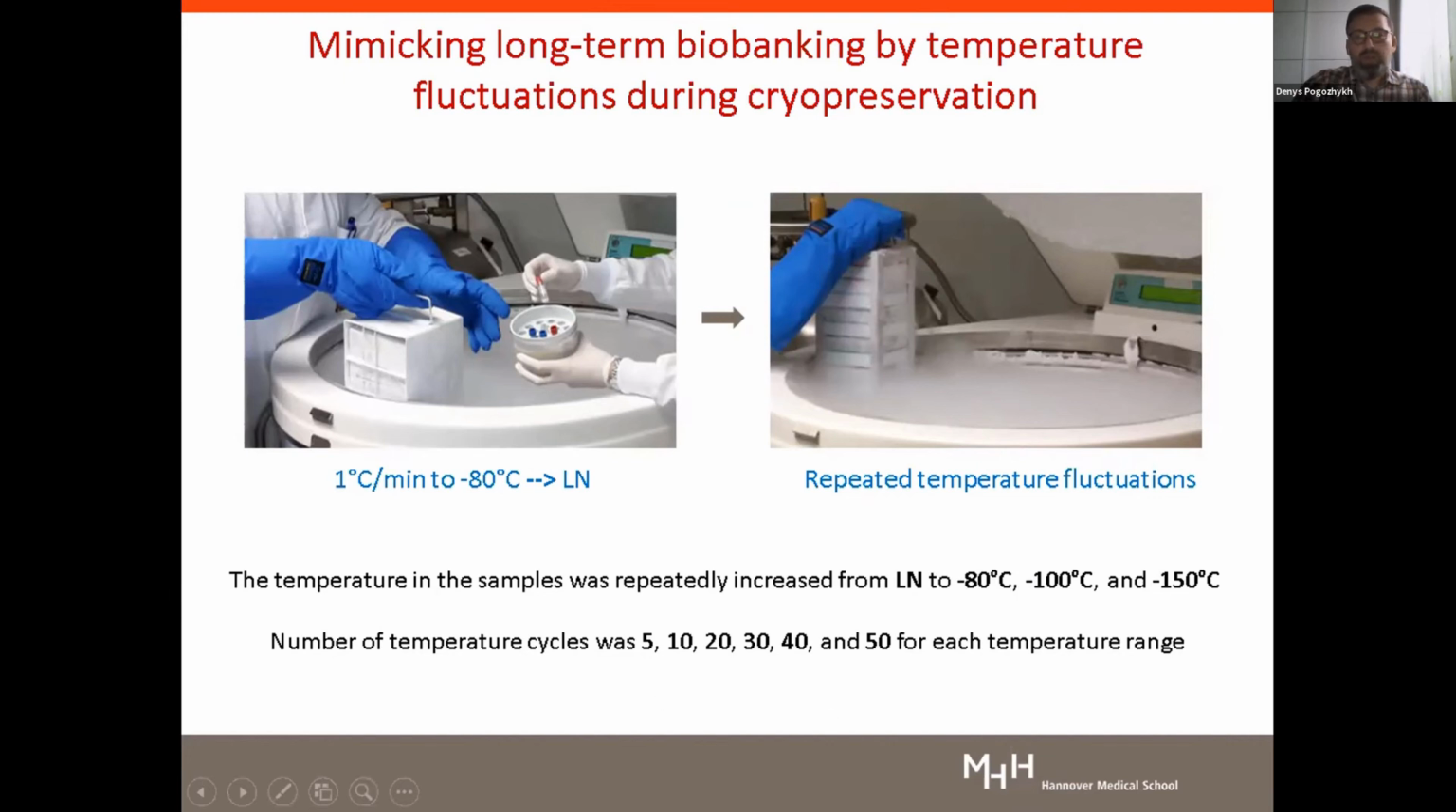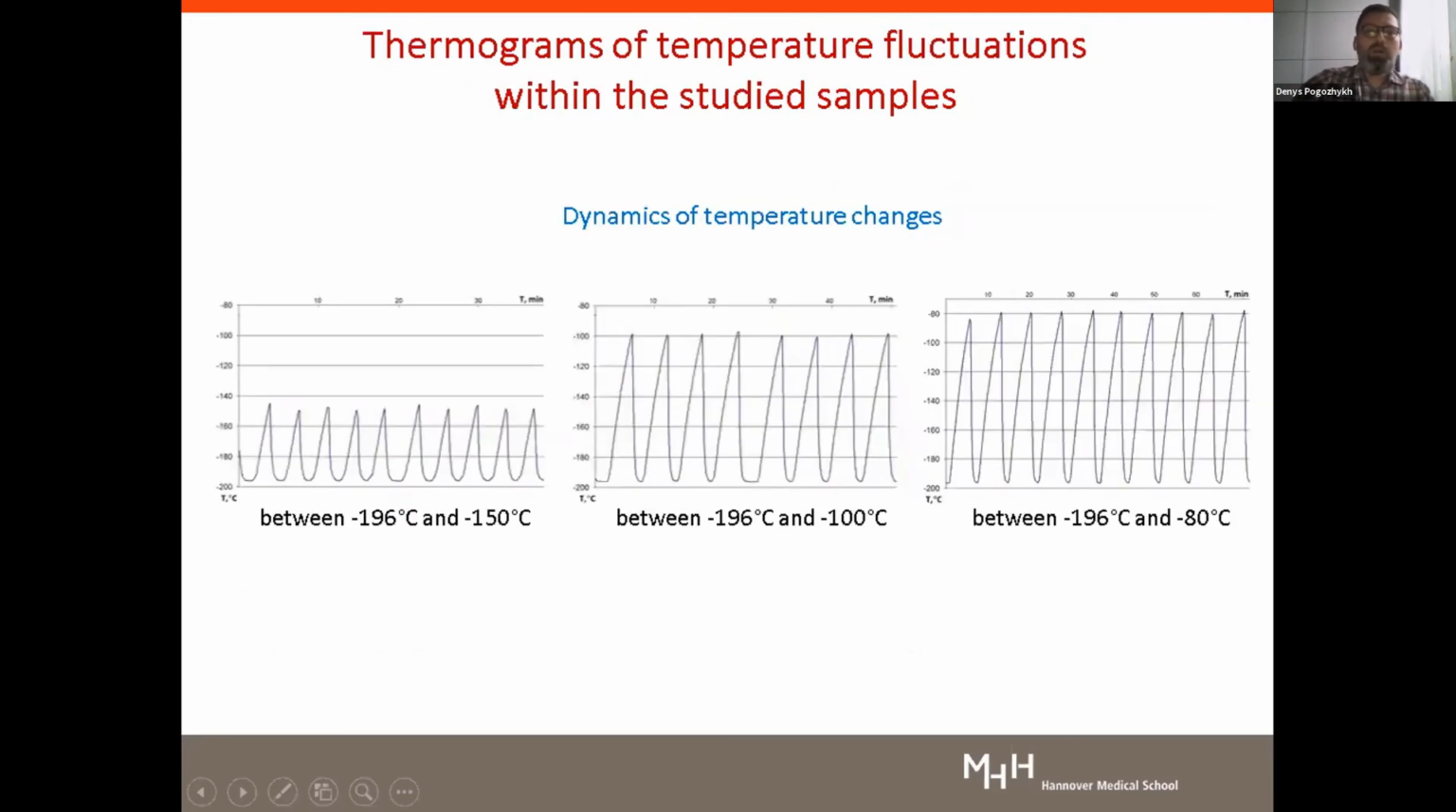We did a number of cycles, 5, 10, 20, 30, up to 50 cycles of these temperature fluctuations, and tried to see what happened with the cells. We measured directly in the sample with a thermocouple the dynamics of temperature changes. So here you can see some differences.